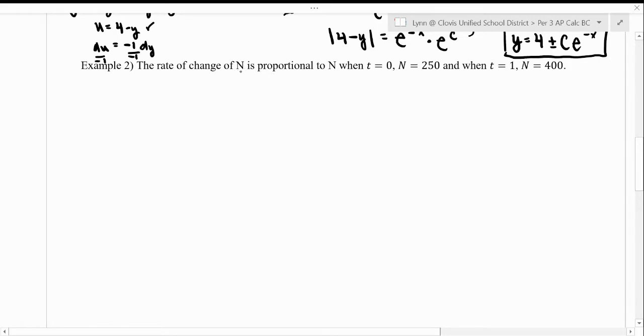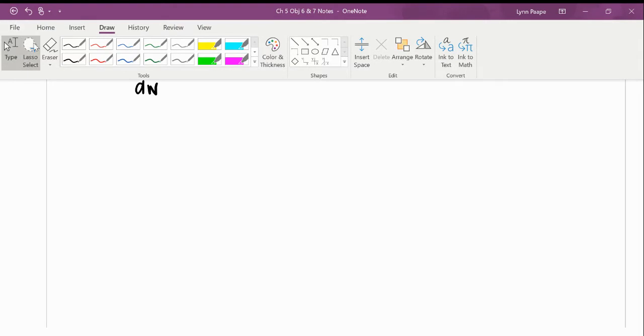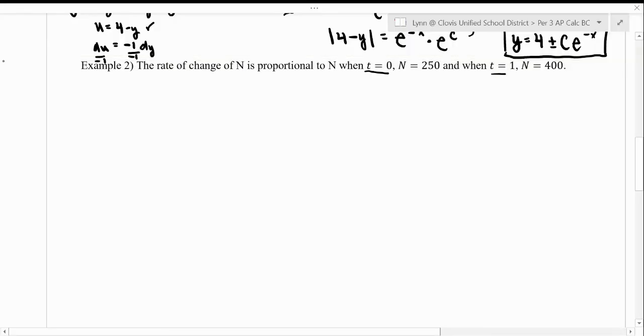So the rate of change of n, now it doesn't say with respect to anything, but it's implied because of that whole t equals 0, t equals 1. So there's an implied rate of change of n with respect to t. And I keep trying to steal space. So let me grab that back. Okay, so rate of change of n. And again, it's implied with respect to t. And then is, meaning equals. And then proportional to n.